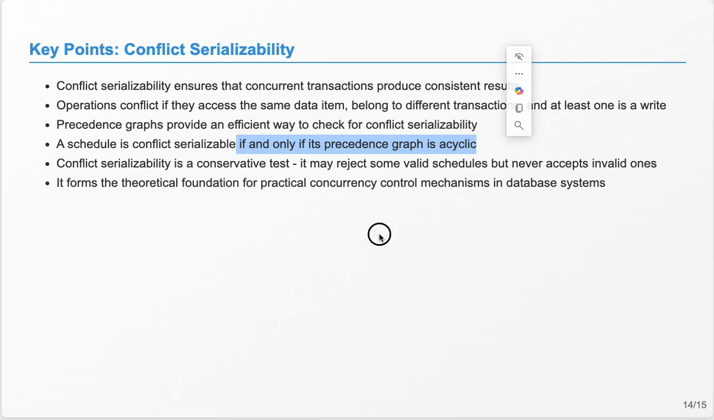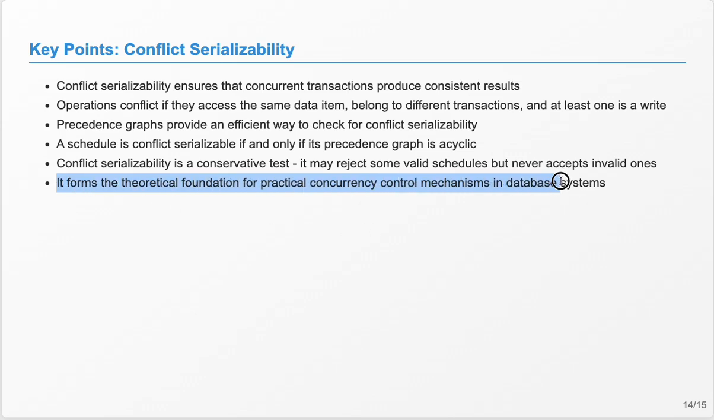Conflict serializability is a conservative test. It may reject some valid schedules but never accepts invalid ones. It forms the theoretical foundation for practical concurrency control mechanisms in database systems.